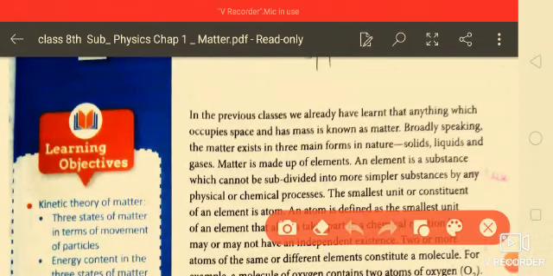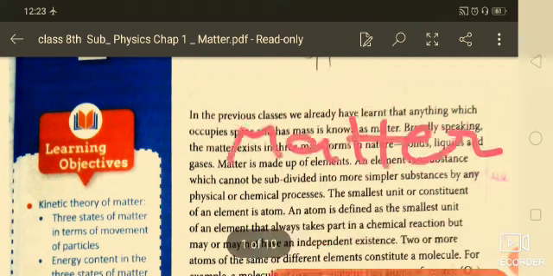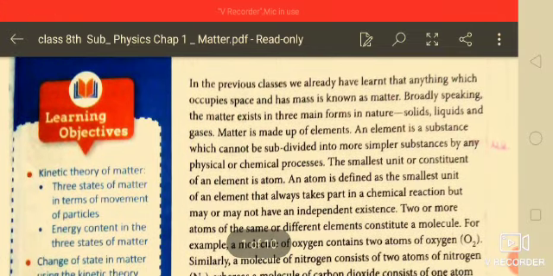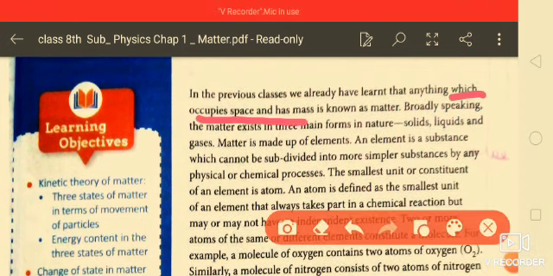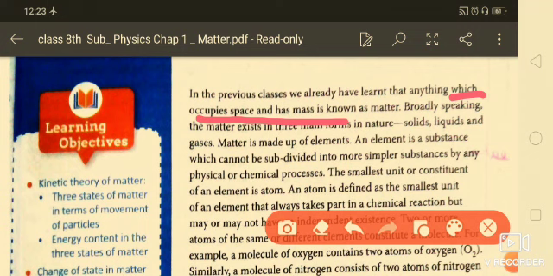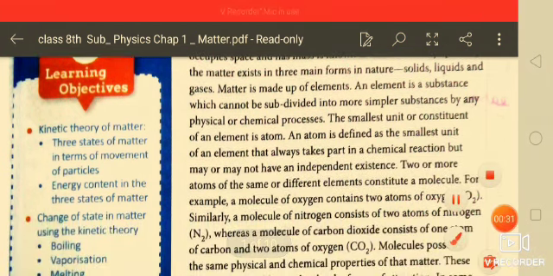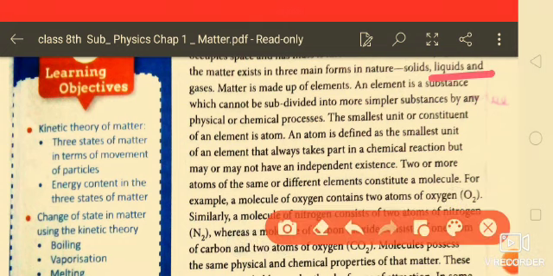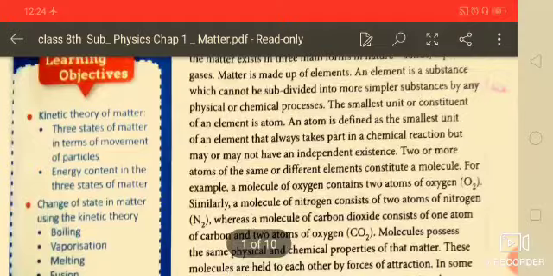Welcome to the class. Students, today we will start a new chapter, that is matter. In the previous classes we already learned that anything which occupies space and has mass is known as matter. And also we know that matter has three main forms in nature, and they are solids, liquids and gases. You know that matter is made up of elements, and an element is a substance which cannot be subdivided.